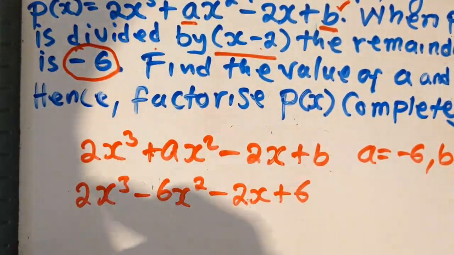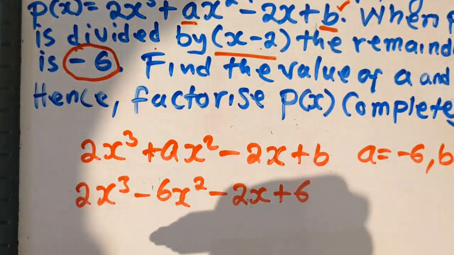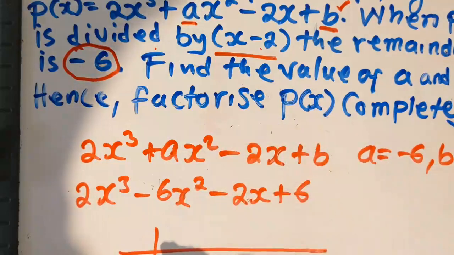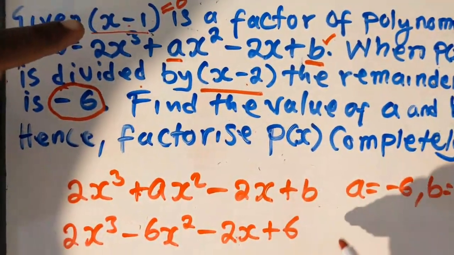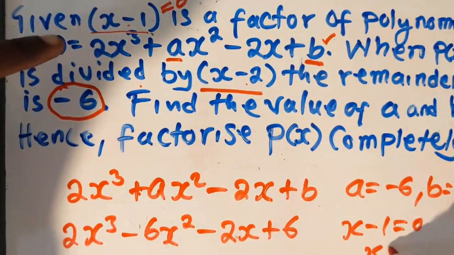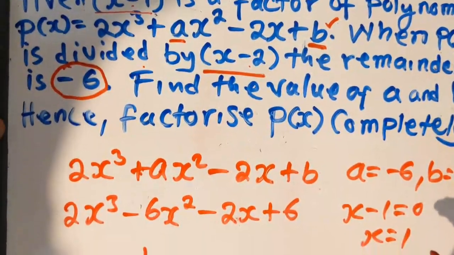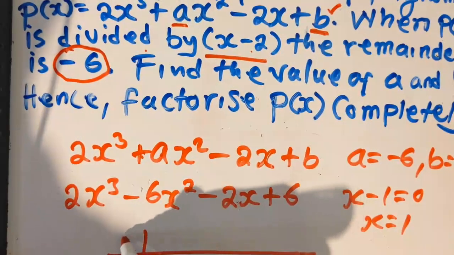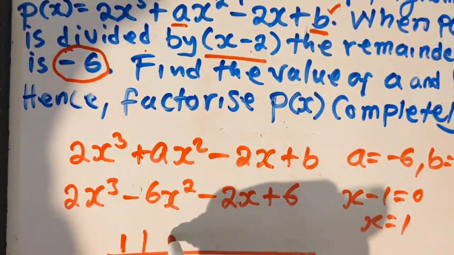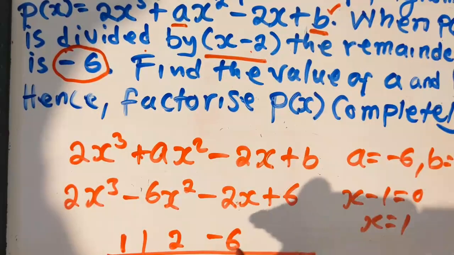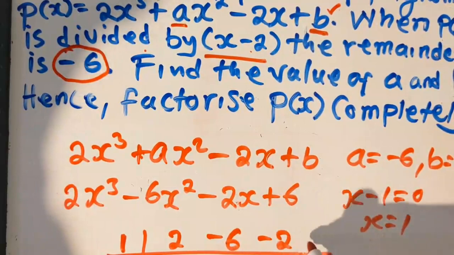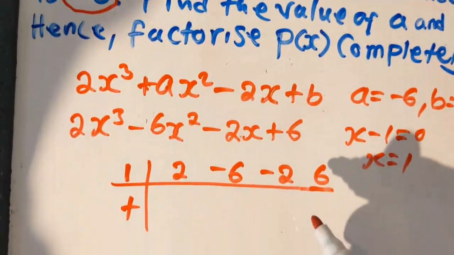Okay, so if we use synthetic division, that is the shortest and the fastest. With synthetic division, you know the value of c here: when we say x minus 1 is equal to 0, we are going to have x is equal to positive 1. So we write positive 1, then here we add the coefficients: 2, negative 6, negative 2, then positive 6.